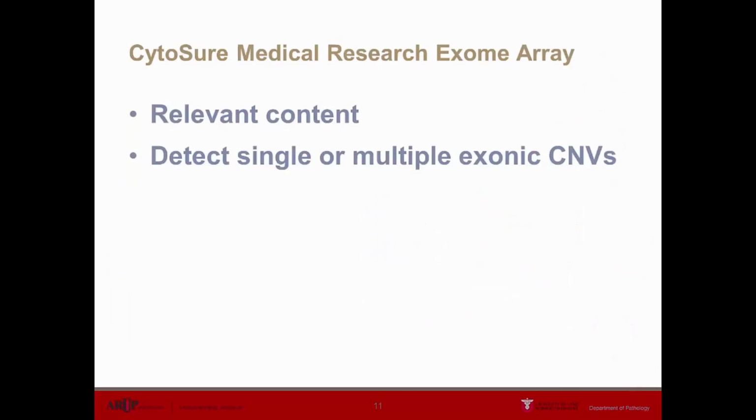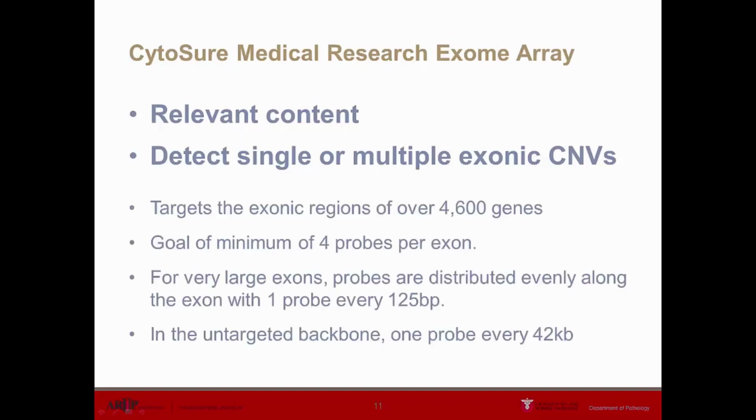As was mentioned, this contains medically relevant genes, and very importantly for us, it's able to detect single exonic level variations. So about 4,600 genes, the goal was to have a minimum of 4 probes per exon in the design. That's what we wanted to base our calls on, and we wanted to feel comfortable that we could detect a single exonic level change.